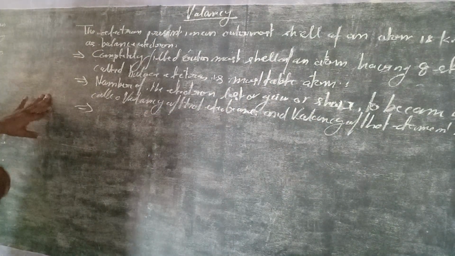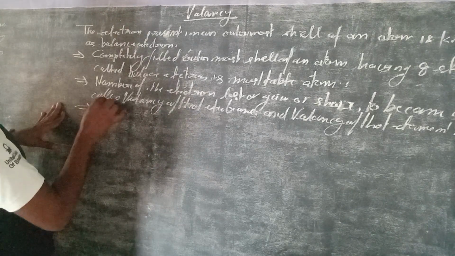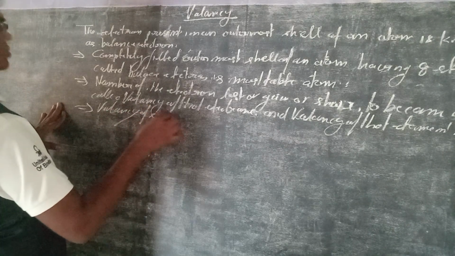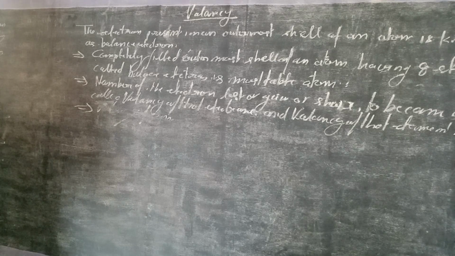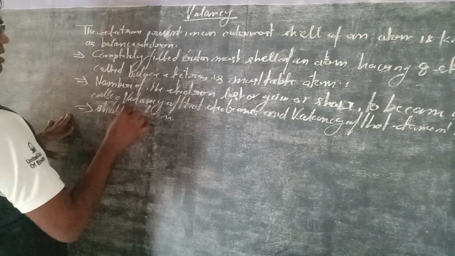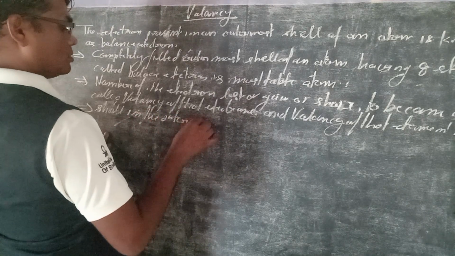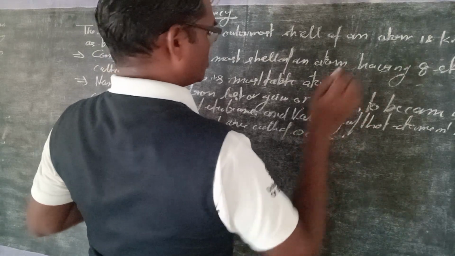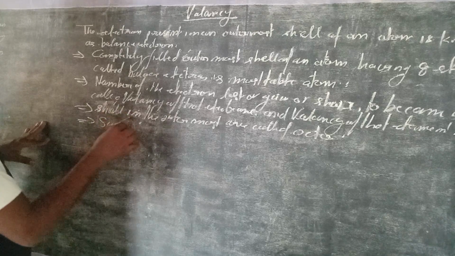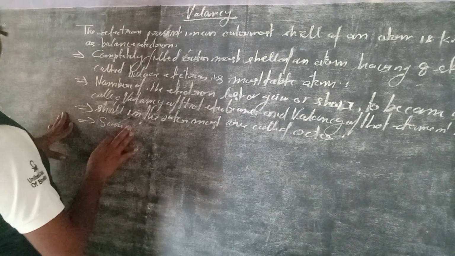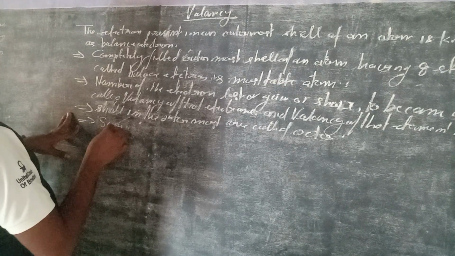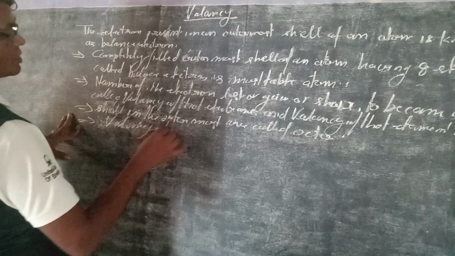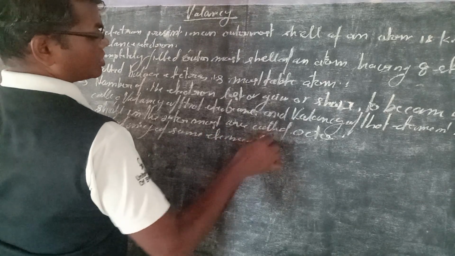Now we will discuss the valency of some elements. Here is the outermost shell, the number of electrons lost or gained, and we will see them one by one. The outermost shell is called the octet.